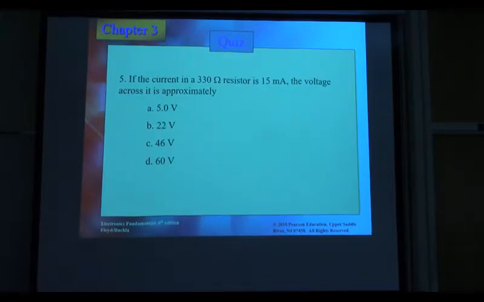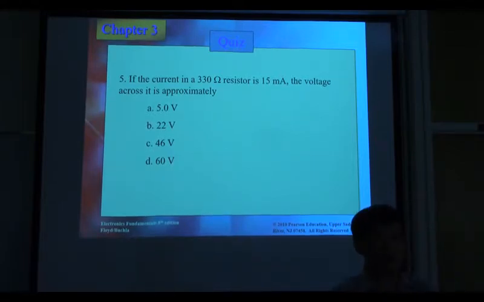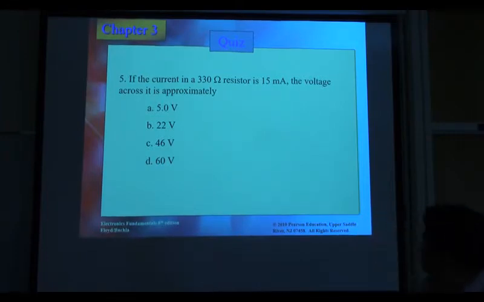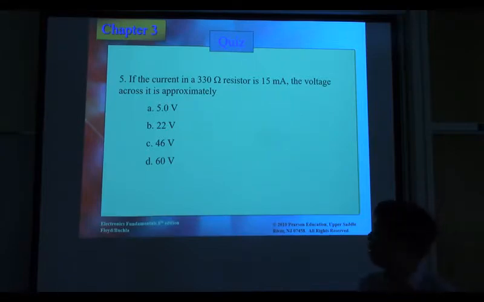Number 5. If the current through a 330 ohm resistor is 15 mA, what is the voltage source? Again, Ohm's law. So which form should we use? We are looking for voltage, right? So voltage equals, V equals I times R. I is 15 mA. R equals 330.